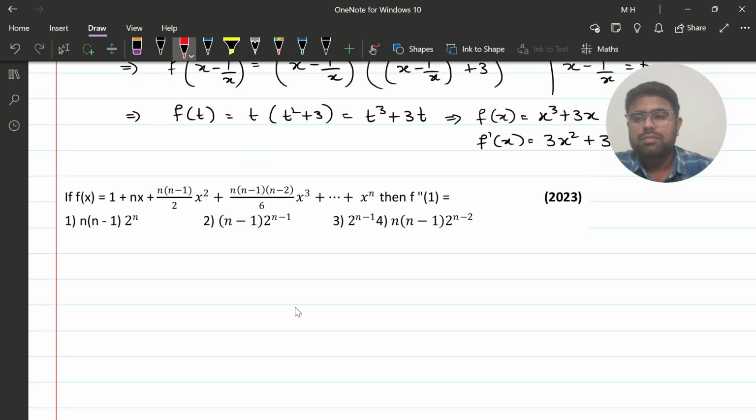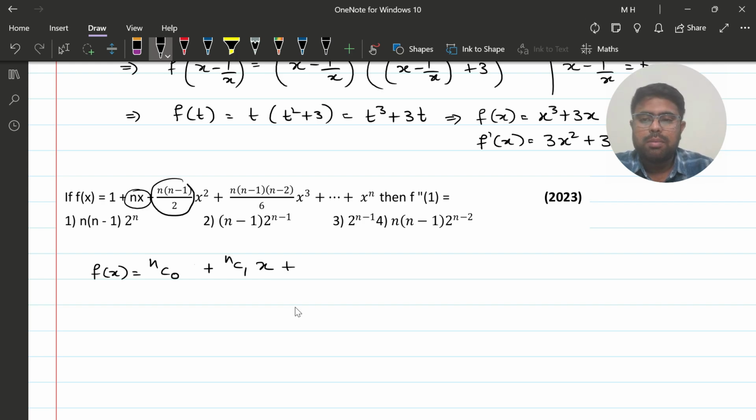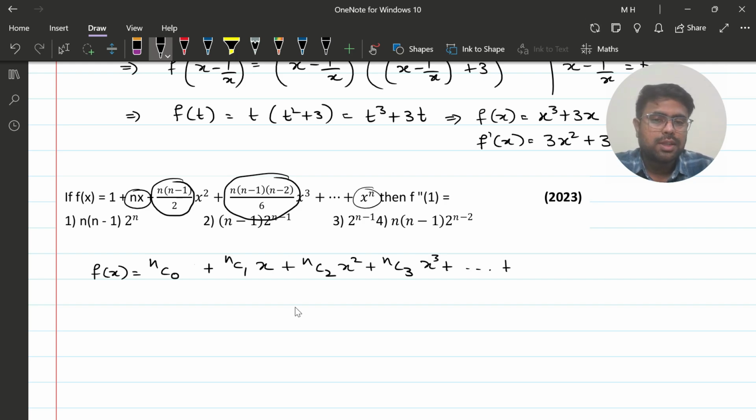Okay, fine. Now, if I look at the expression that is given, f of x is equal to, can I write 1 as nc0? Yes. Plus, can I write nx as nc1 x? Yes. Plus, can I write this n into n minus 1 by 2 as nc2? Yes. x square. Plus then this is going to be nc3 x raised to 3 plus so on up to x raised to n, right? x raised to n is nothing but 1 into x raised to n. Can I write 1 as ncn x raised to n? Yes, I can write it down like this.